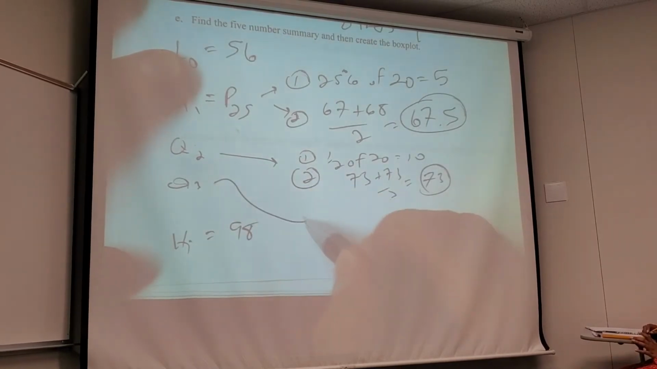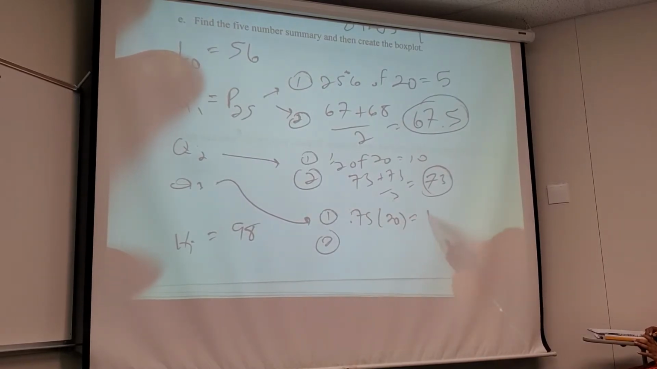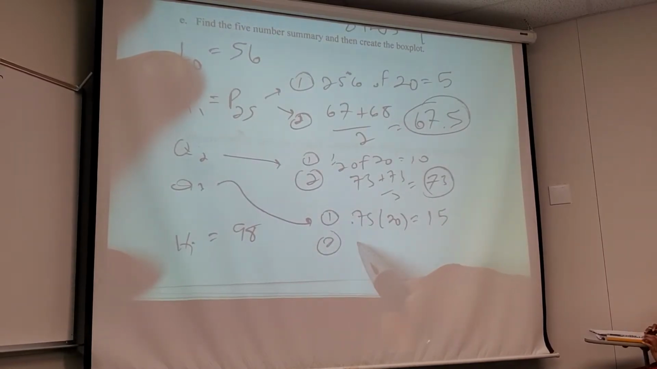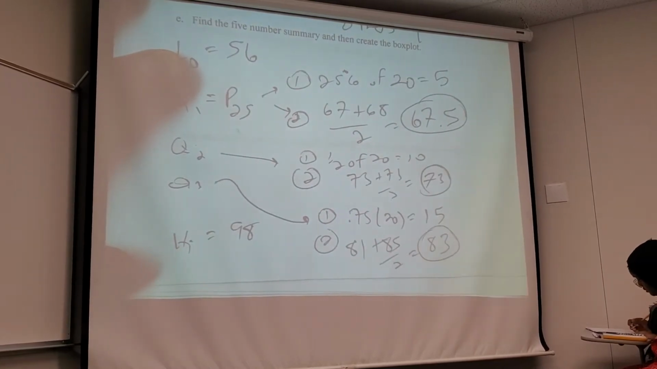And then Q3, 75% of 20. 15, so I want to take the 15th and 16th. What were those? 81 and 85. And you get 83.